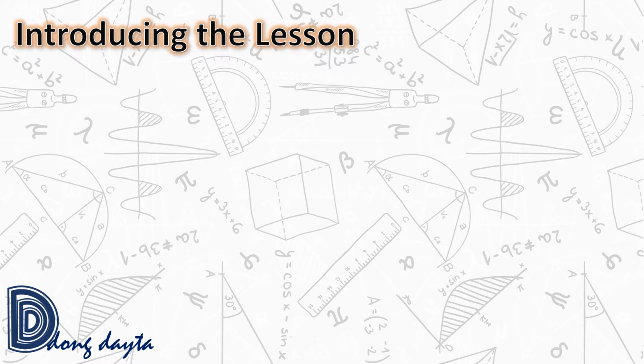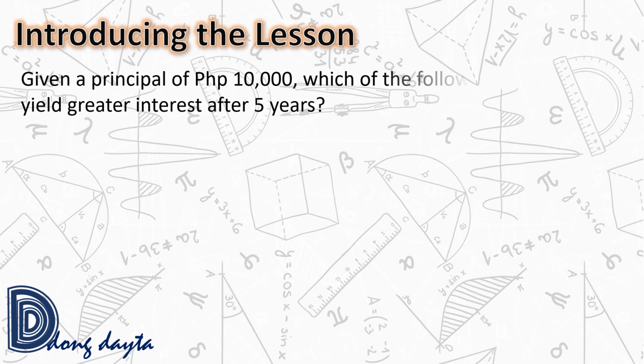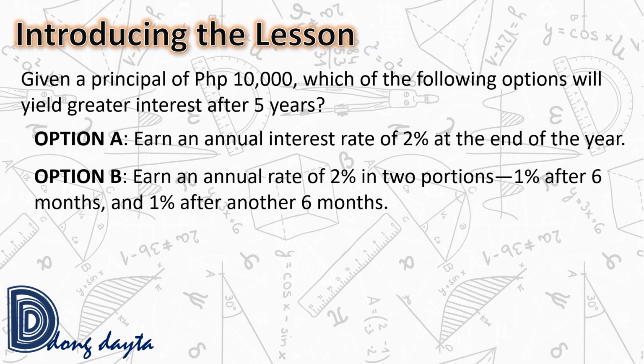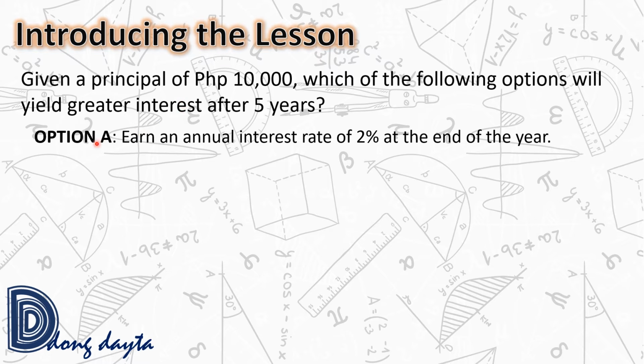Let us introduce the lesson with this situation. Given a principal of 10,000 pesos, which of the following options will yield greater interest after 5 years? Option A, earn an annual interest rate of 2% at the end of the year. Option B, earn an annual rate of 2% in two portions, 1% after 6 months and another 1% after another 6 months.